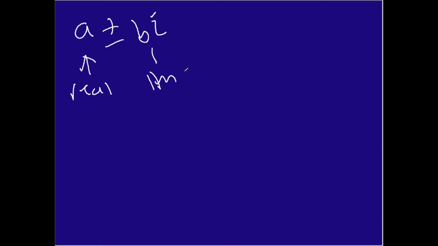Now, by complex number, we're talking about something that has the following format: a plus or minus bi, where a is a real number and bi is an imaginary number. This is the format. Once you know this, the second thing that you need to understand that's very important for this video is conjugates.